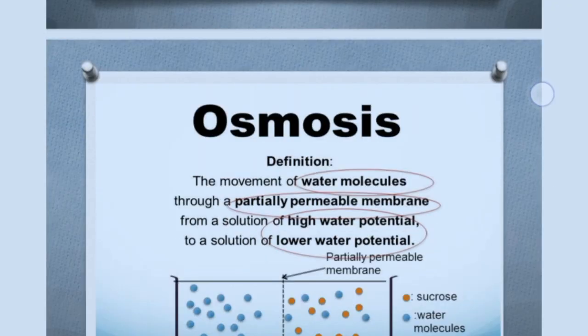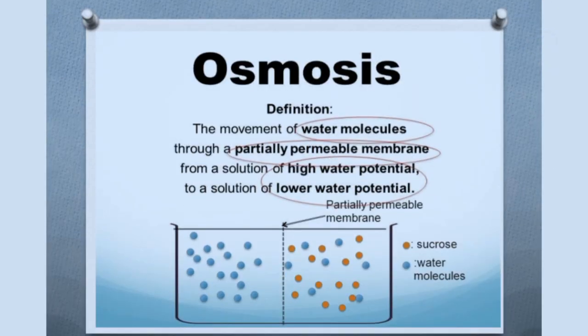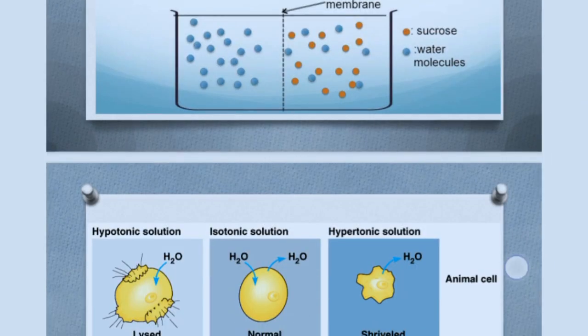Now let us discuss osmosis. Osmosis is the movement of water molecules through a partially permeable membrane from a solution of high water potential to a solution of lower water potential. Here in the figure you can see the mixture of sucrose and water. There is a partially permeable membrane. So the movement of water molecules through a partially permeable membrane from a solution of high water potential to a solution of lower water potential is known as osmosis.